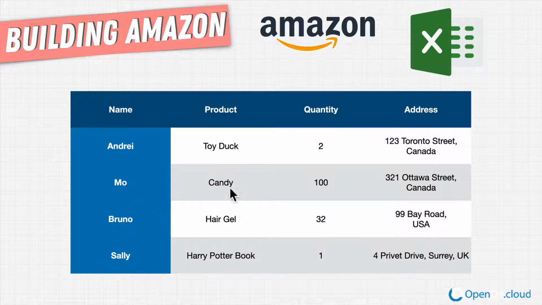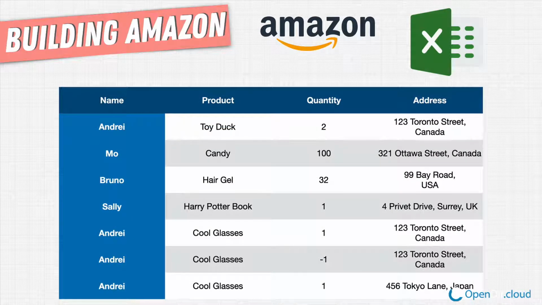We have Mo, who likes candy and just bought 100 candies. Wow, that's a lot. Bruno, again, has perfect hair and he buys a lot of hair gel. And then finally, Sally is buying a Harry Potter book. Awesome. So Jeff is keeping track of orders. He knows when to send those items because he has the address, he has the quantity, he has the name. Everything is great. But then comes a problem.